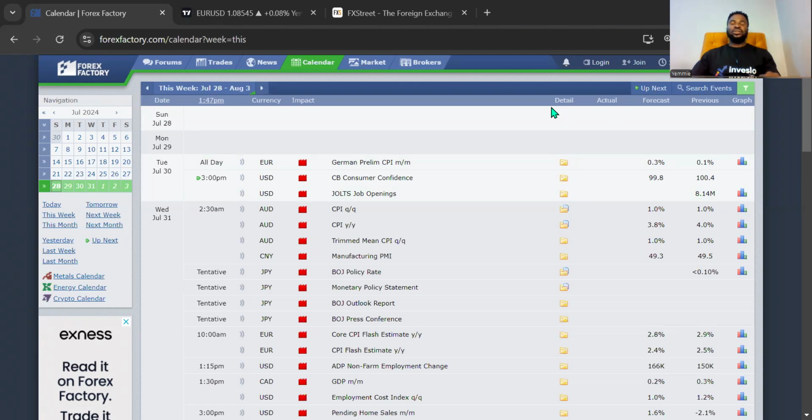Starting from the fundamental outlook in the market for the 29th to 2nd of August 2024, let's see what we have in the market. On Monday, there is no single impact news, as I filtered on forexfactory.com. And on Tuesday, we have Euro and US dollar. The US dollar is coming out by 3 p.m. Nigerian time, which is the CB consumer confidence and job openings rather.